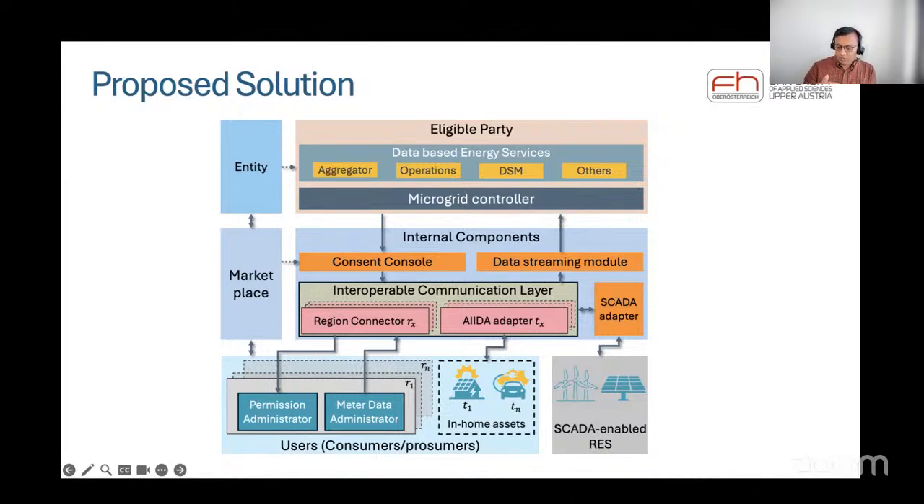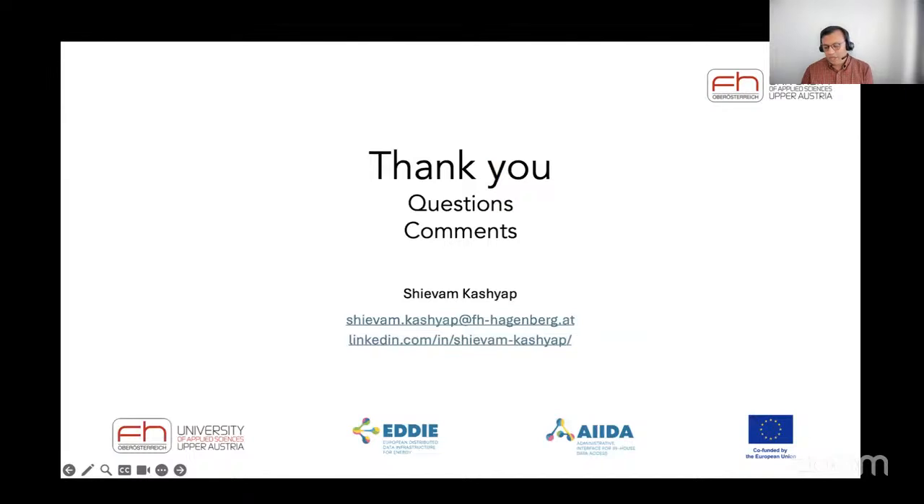Based on the interoperable data, the microgrid controller can provide services, for example, aggregation, operation, demand side management, and other services. This way, we addressed all the challenges which we identified through our novel IT system. Thank you. If you have questions, please feel free to ask.